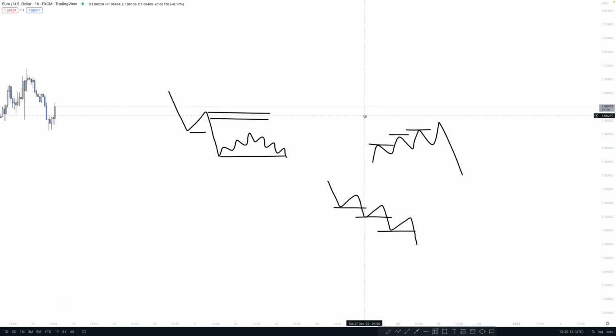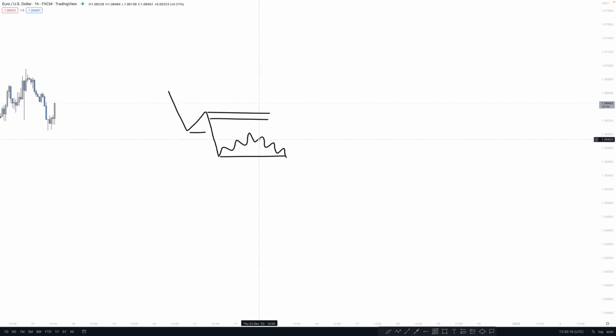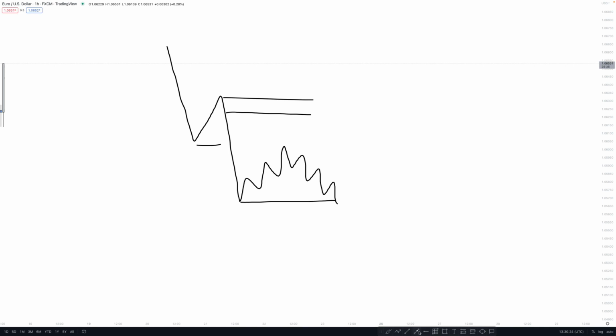So when you see all of a sudden price action slowing down in momentum and breaking this low just with a wick, it needs to break this low with a wick, and you need to see a one candle breakout to the upside.